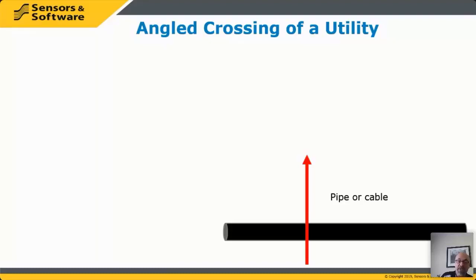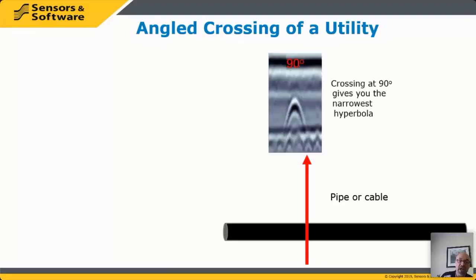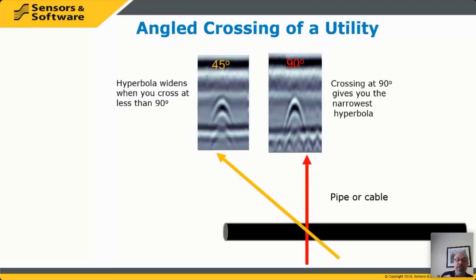So we know if we cross it at 90 degrees, we're going to see a hyperbolic shape. But if we cross it at 45 degrees, what happens to that hyperbola? Well, that hyperbola gets broader. So you'll see a hyperbolic shape, but what you're going to see is that it looks a bit broader compared to crossing it at 90 degrees.